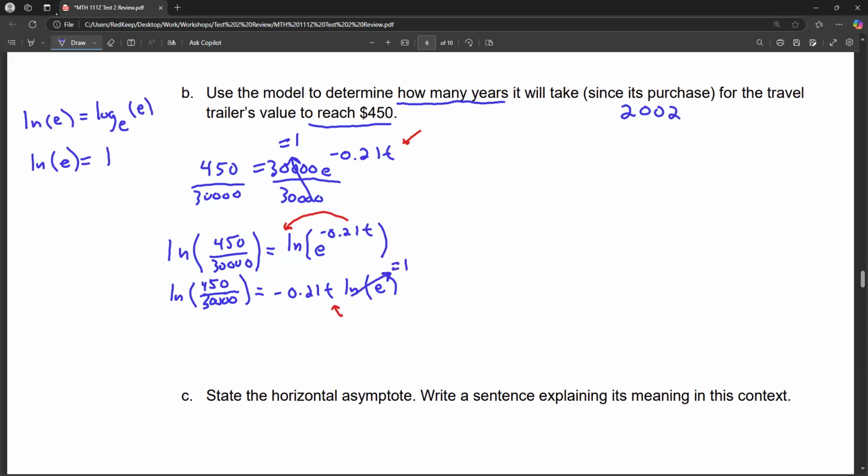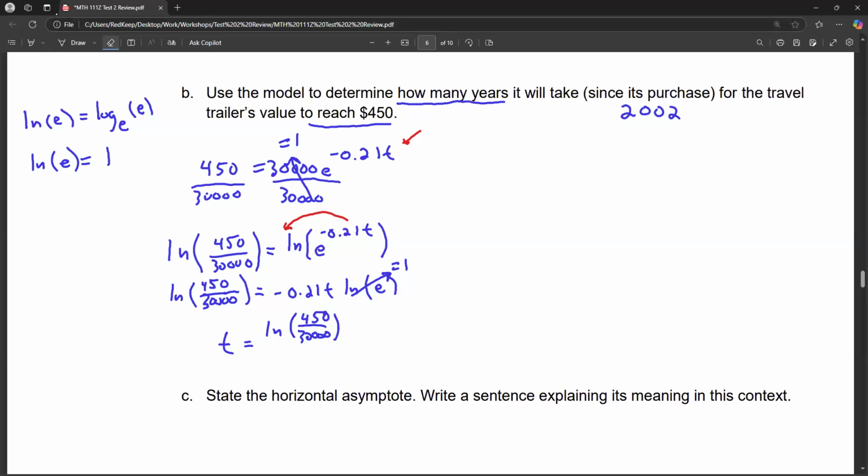Okay, so t is being multiplied by negative 0.21, and to undo that multiplication, we're just going to divide both sides by negative 0.21. So I'm going to write that t is equal to, I've divided off the negative 0.21, so it's just t. And then on the natural log side, I'll have this. I think I'll get rid of this red arrow.